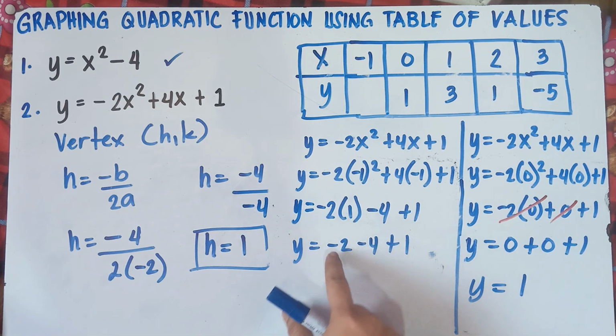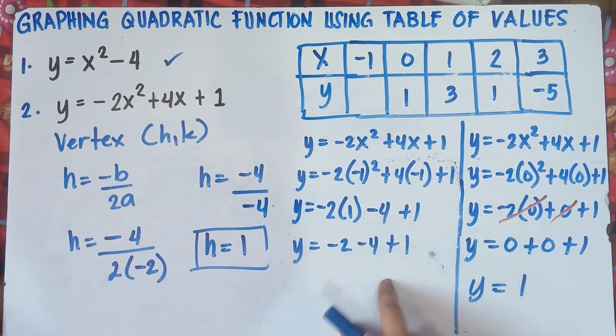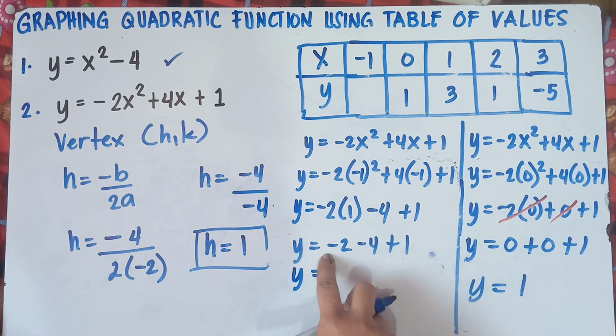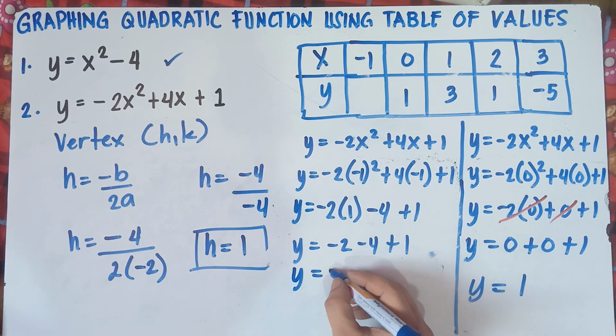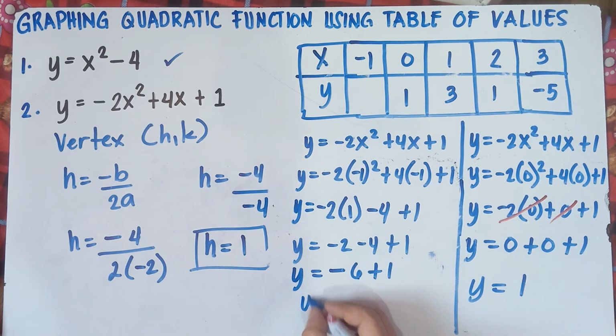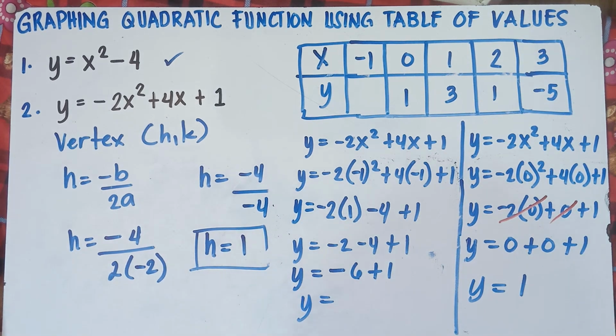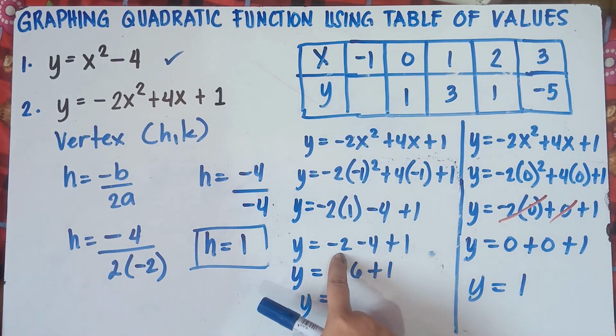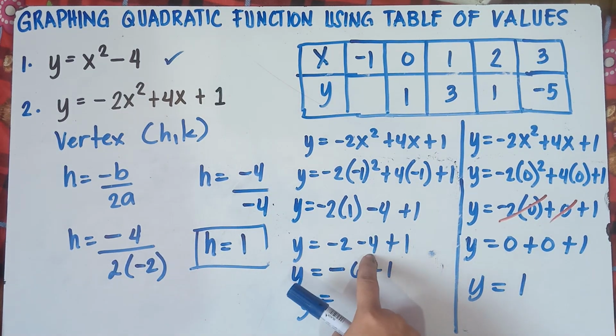Alright, so negative 2 times 1, that's negative 2. Copy negative 4 plus 1. So if you have negatives close to each other, negative 2 and negative 4, if the signs are the same, simply copy the sign, then you add the numbers. 2 plus 4, that is 6. Then positive 1. So y equals, once again class, do not be confused if you have both negatives. Negative 2, negative 4, simply copy the negative sign, then add the numbers. 2 plus 4, that is 6.